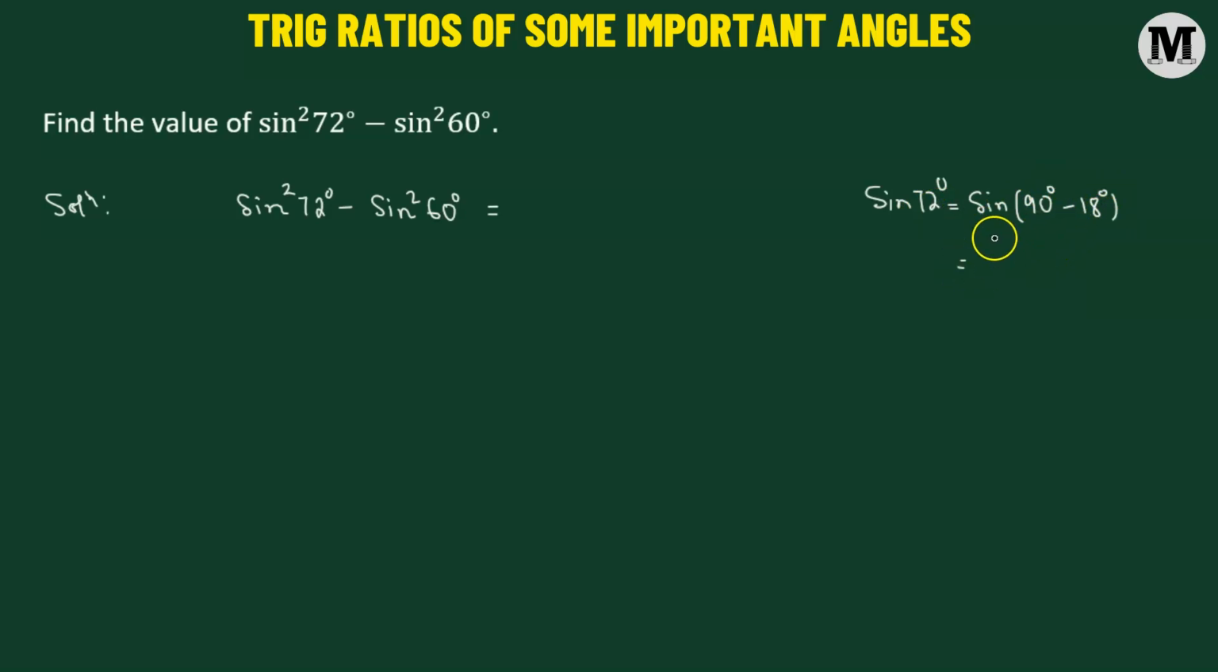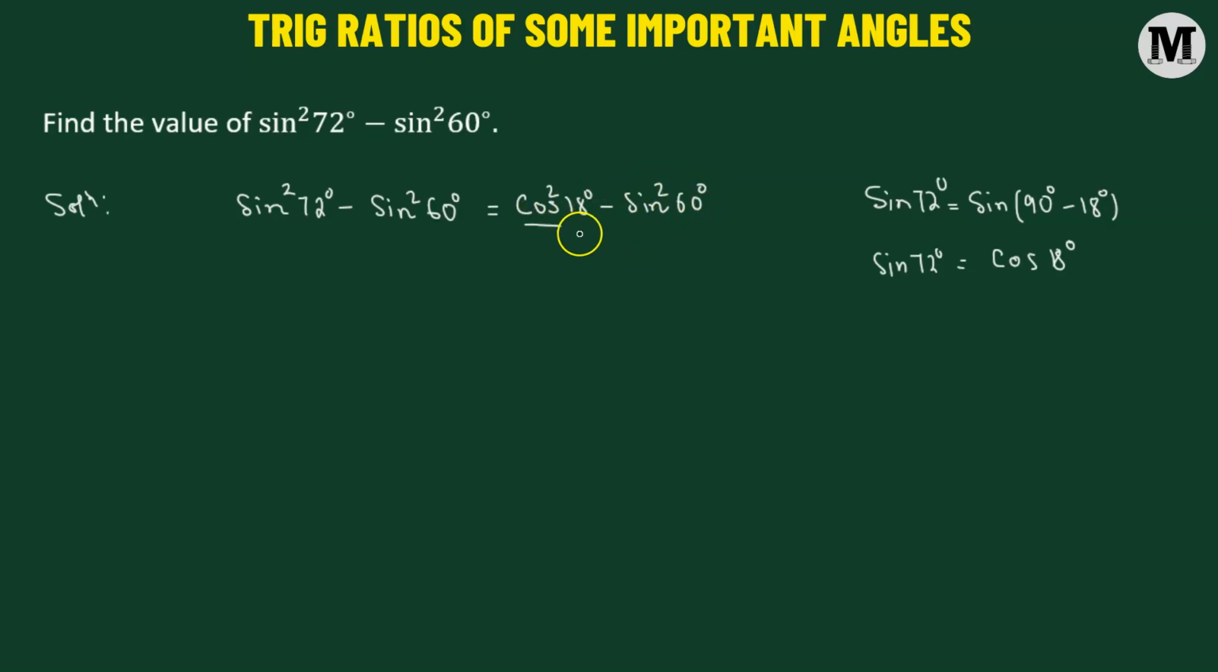But once we do that, what we get is sine of 90 degrees minus some angle theta, so we get cosine of the angle theta. So we get cosine of 18 degrees. Meaning, we can say sine 72 degrees is going to be equivalent to cosine of 18 degrees. So that means our expression now transforms into cosine squared 18 degrees minus sine squared 60 degrees.